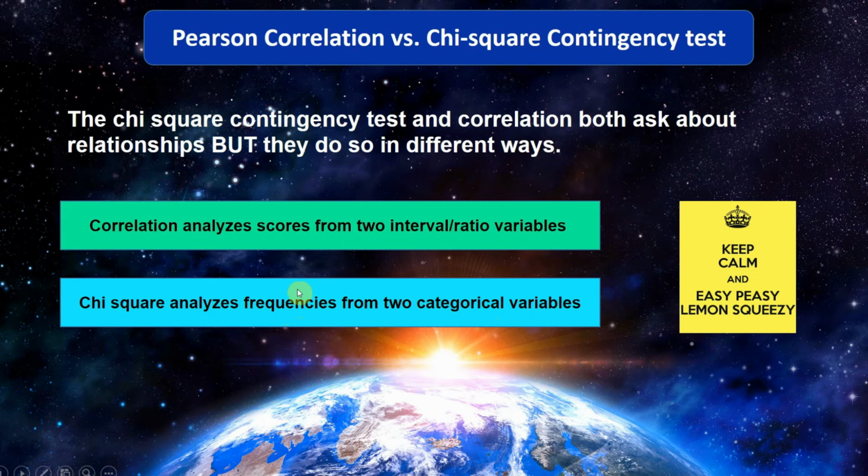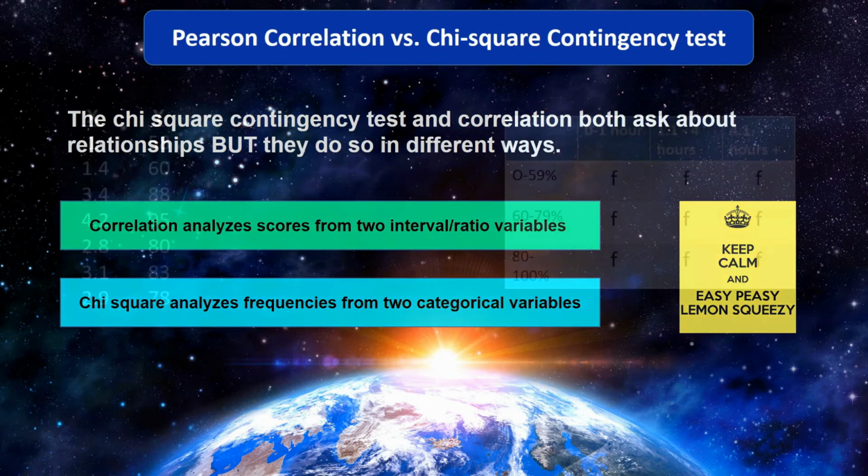So here we see two differences. Correlation is working with scores. Chi-square is working with frequencies. That's one difference. The second difference, correlation looks at interval ratio variables. We're looking at Pearson. So it's looking at interval or ratio variables, and chi-square is looking at categorical variables. All right, so let's look at an example.